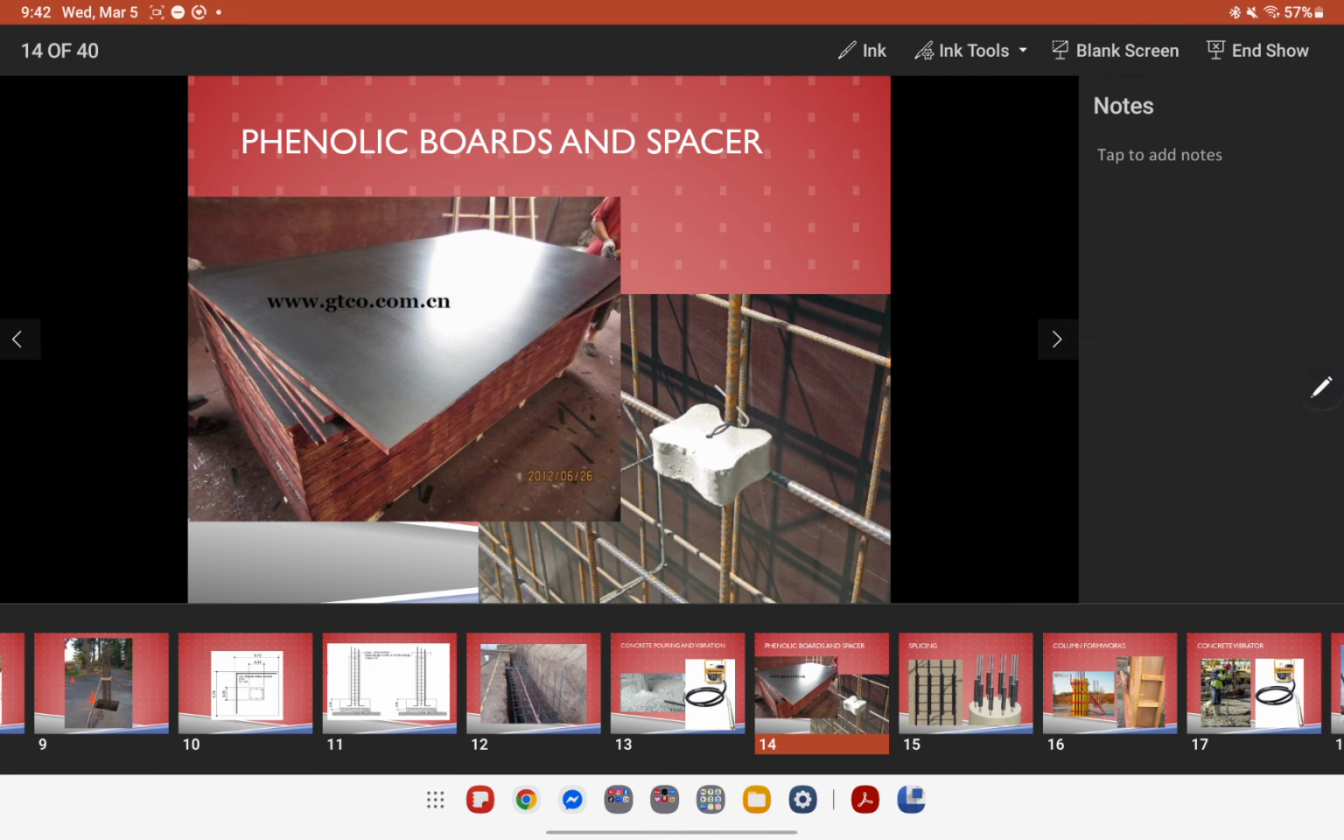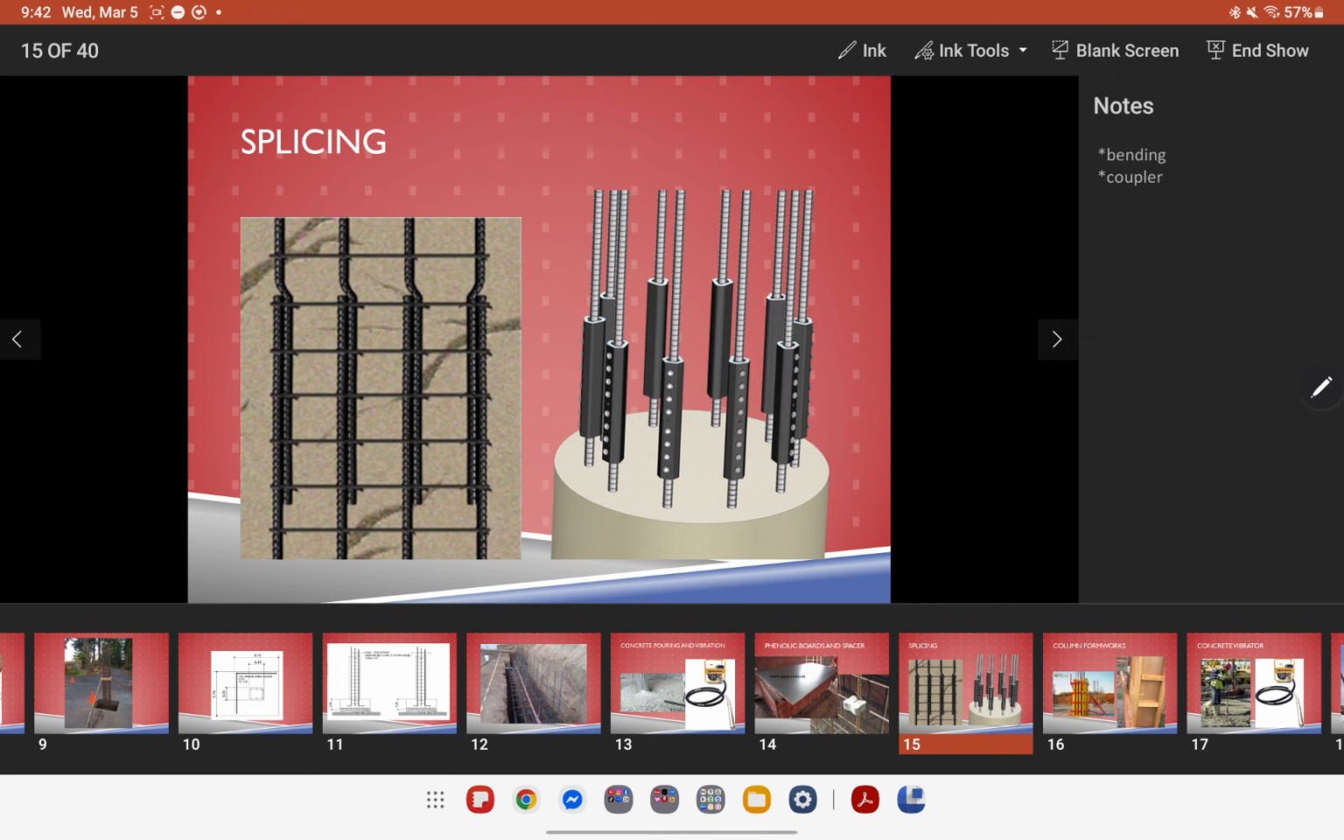Now another term that we commonly use in construction sites is splicing. Now your rebars might not be long enough, so what you do is you add another length of rebars. In order for you to do that, you use splicing.